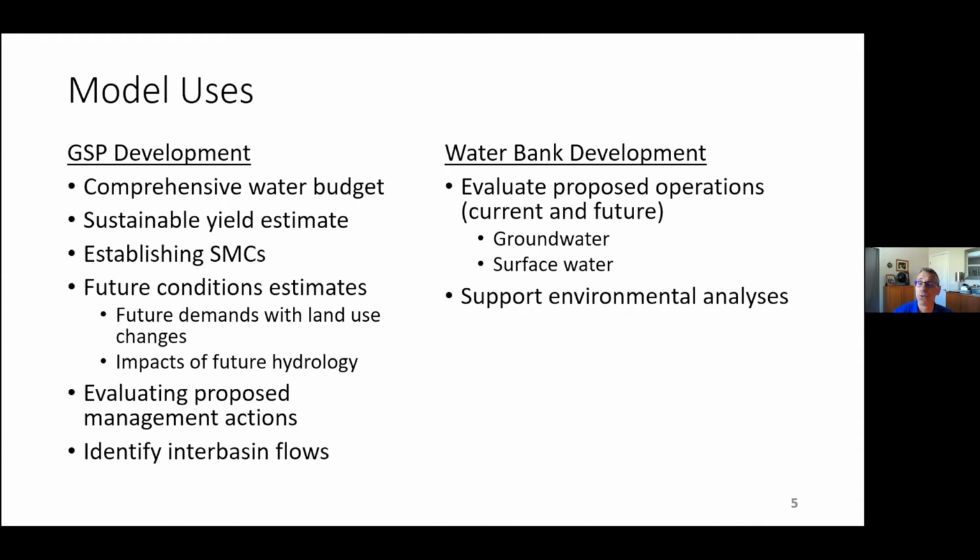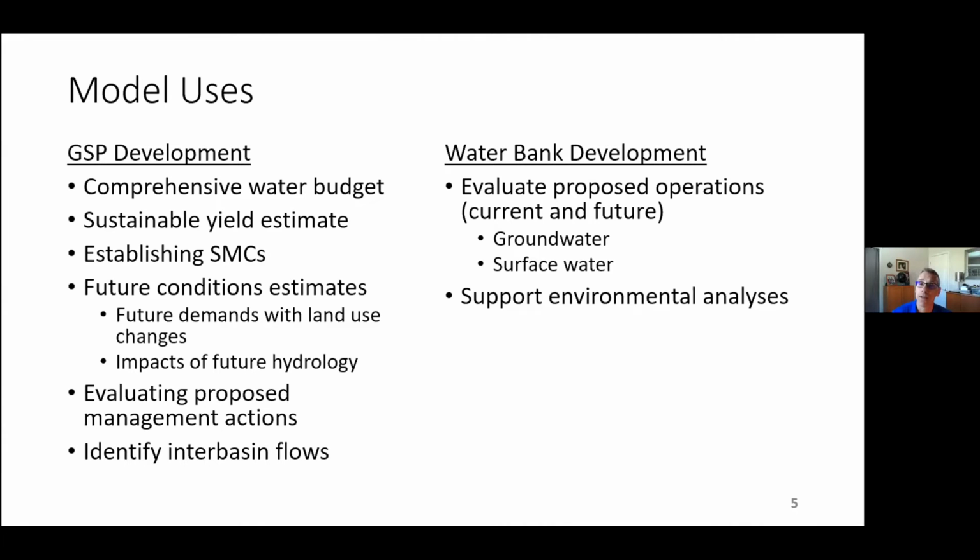We'll be able to look at future condition estimates. So we have an idea in each of these subbasins about what our future demands are estimated to be and what kind of land use changes we're expecting. But also we can superimpose that with a future climate hydrology. We'll be evaluating proposed management actions to the degree that a GSP identifies those. You can use the model for those purposes. And then finally, you can identify what some of these interbasin flows are so that the subbasins can be having those discussions as they develop their GSPs.